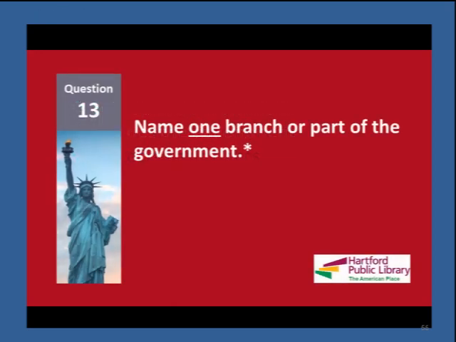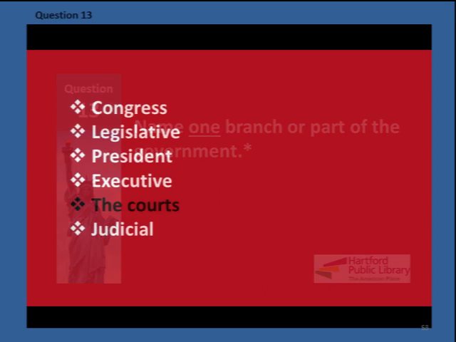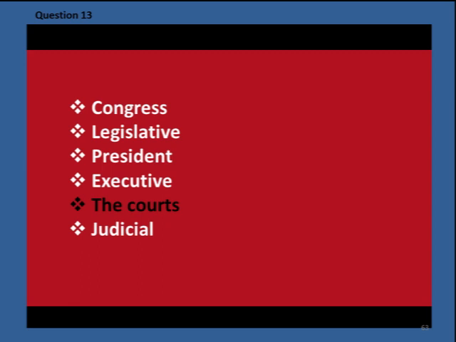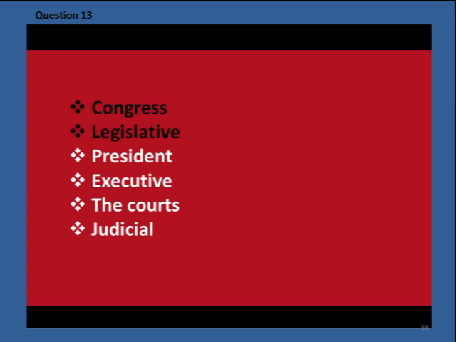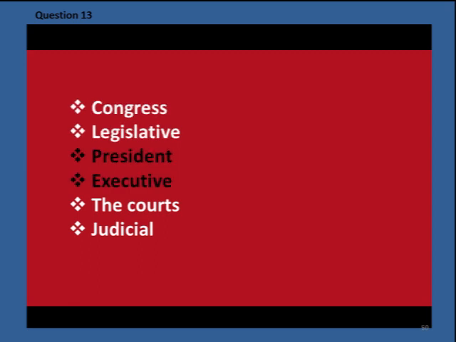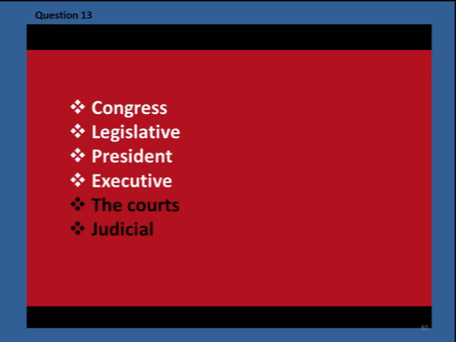Question 13. Name one branch or part of the government. The courts. One branch of the government is the courts. The three parts of the government are Congress, which is also called the legislative branch, the President, also known as the executive branch, and the courts, or the judicial branch.